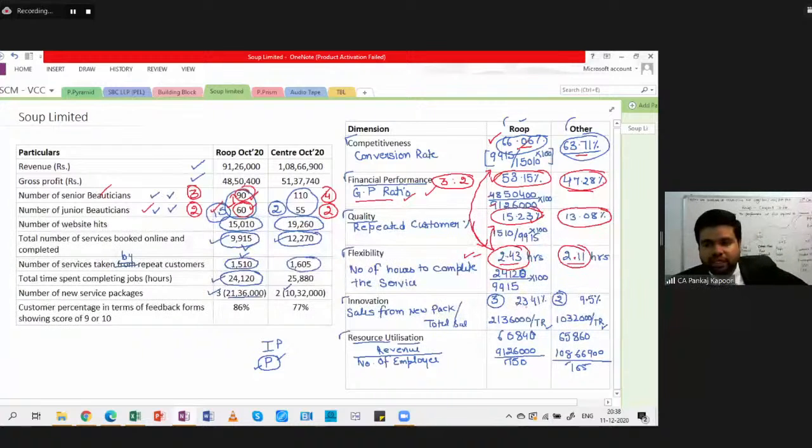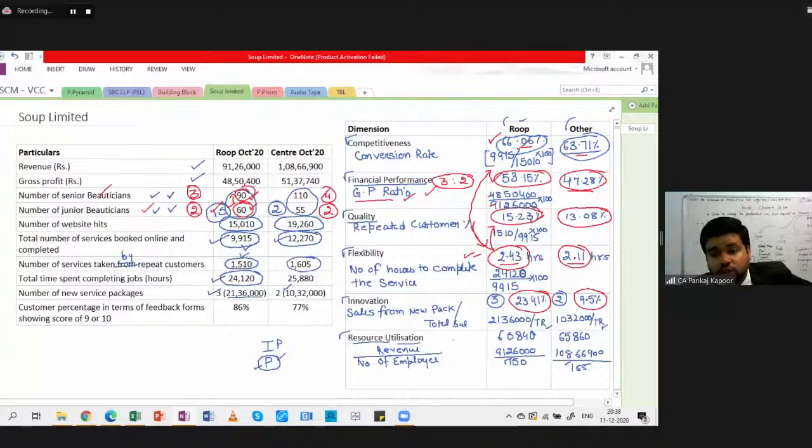Further, the next point, the innovation revenue. In case of the other it is 9.5, whereas in case of Roop, it is 23.41. So it's way ahead of the other center. There is no comparison which can be done. The undisputed leader is Roop.